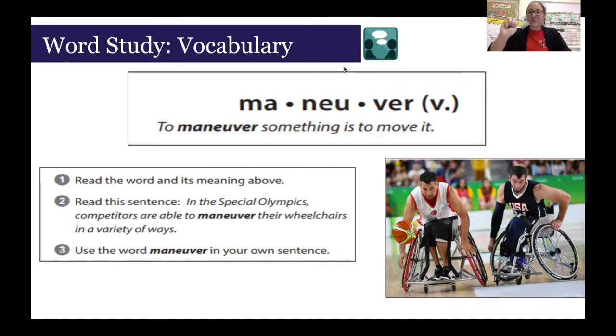Maneuver. Maneuver. Wonderful. Maneuver is a verb. It's an action, which means to move. In the Special Olympics, competitors are able to maneuver their wheelchairs in a variety of ways. Maneuver. Now, in your reading journals, I want you to write your own sentence using the word maneuver.